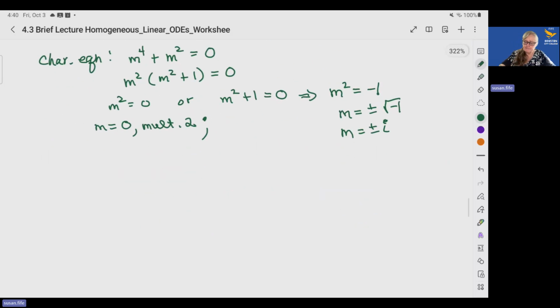Let's see what they look like. So y sub 1 is going to be e to the 0x. E to the 0 power is just 1. So y sub 1 is equal to 1, just a constant. Now that's multiplicity 2, which means that y sub 2 is going to be 1 times x. You just take the first solution and multiply it by x. So y sub 2 is x.